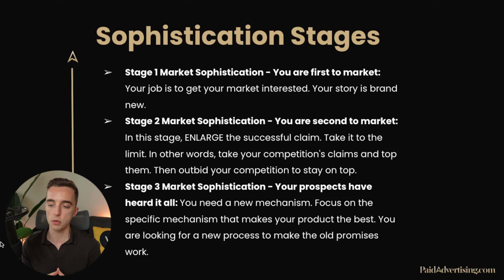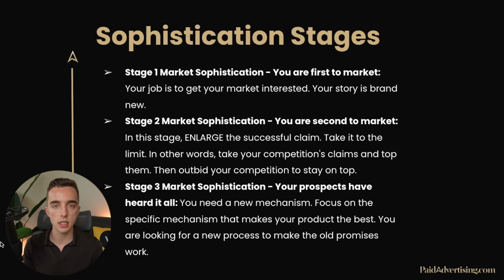So you need a new mechanism. You focus on the specific mechanism that makes your product the best. You are looking for a new process to make the old promises work. So in this stage, your prospect has basically heard every claim there is to hear about this product. They've started to see it quite a couple of times. So at this point, they don't necessarily believe your old claims. You can't really outclaim your competitors. You can't really enlarge the claim that your competitors are making because other people have already done that. So at this point, you've got to shift your attention from what the product does to how it does it. So again, a big shift from features to benefits at this stage.